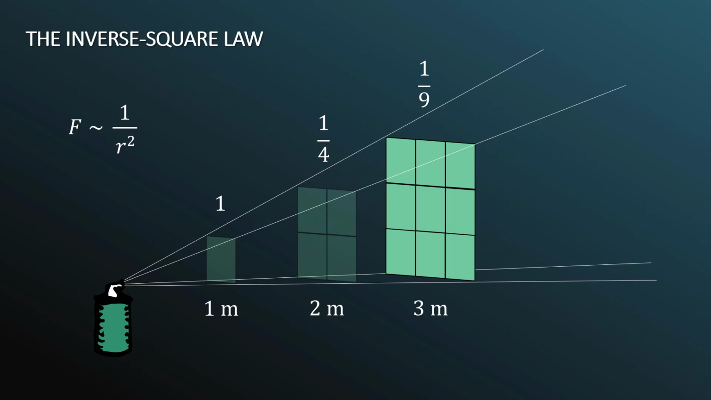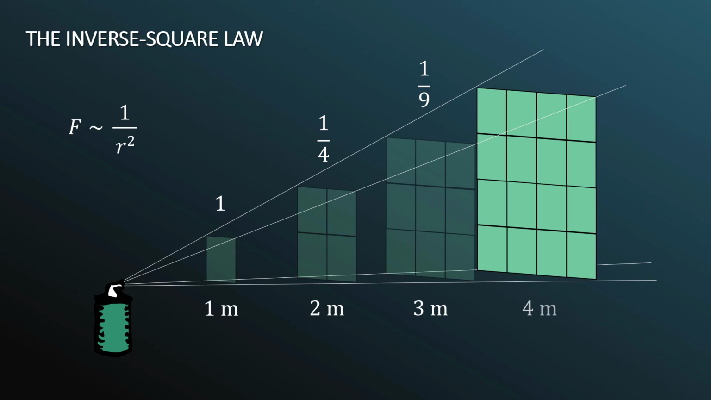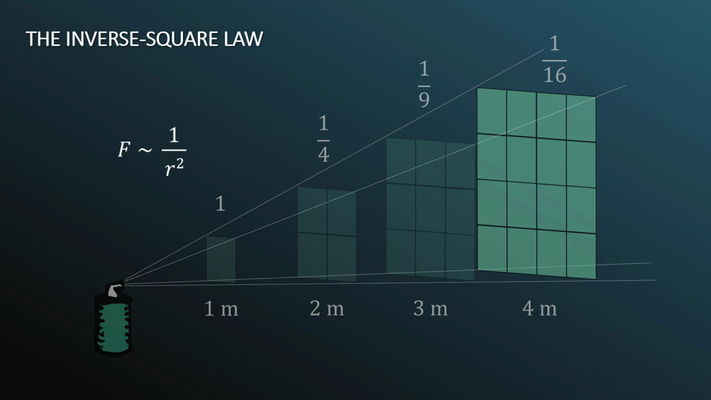If you go to 3 meters, now there's 9 panes to cover with the same amount of paint. So that means each pane will only have 1/9 of the original thickness of paint. And so on. 4 meters away, now each of the 16 panes will have 1/16 of the thickness of paint.